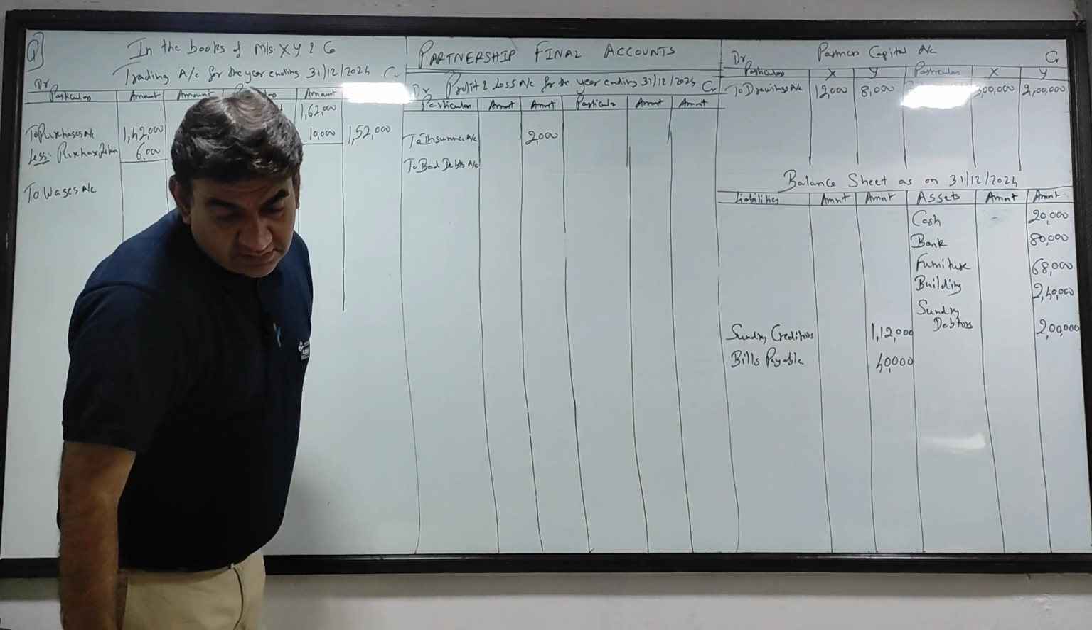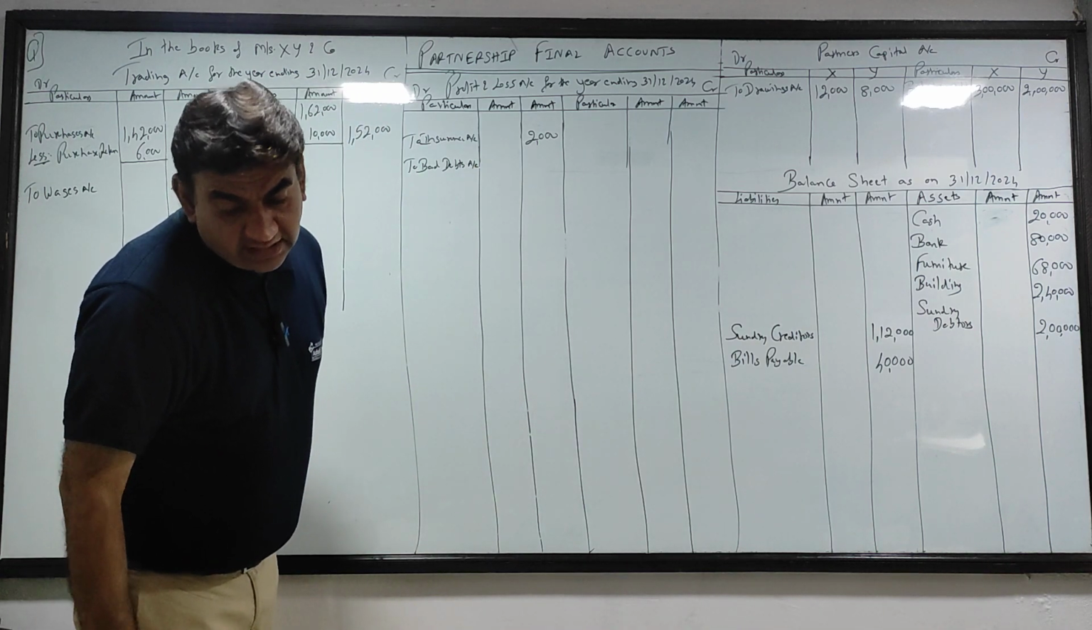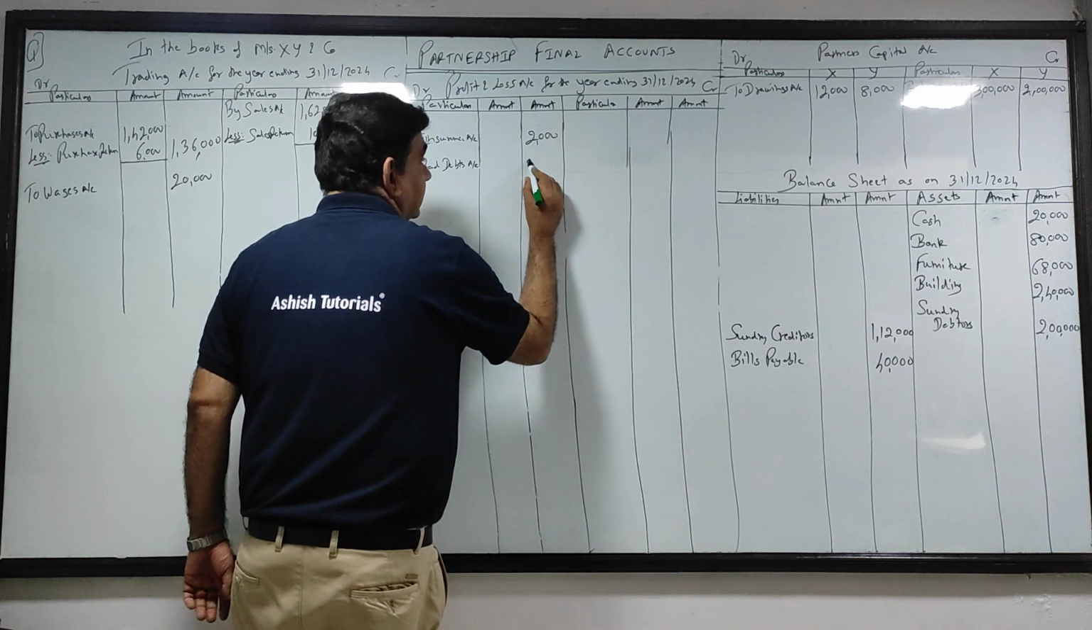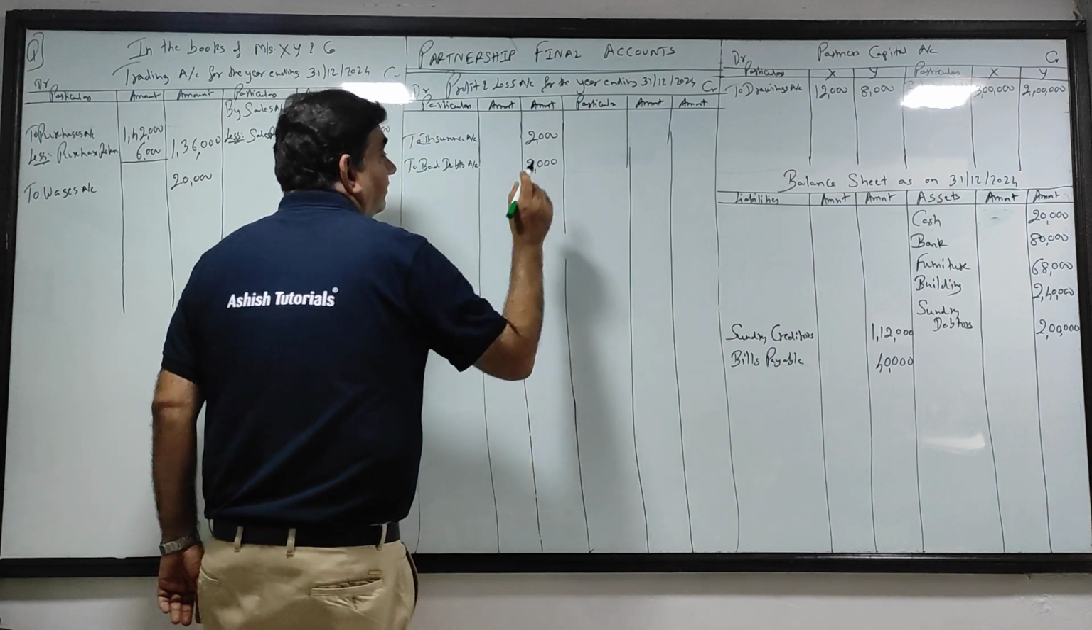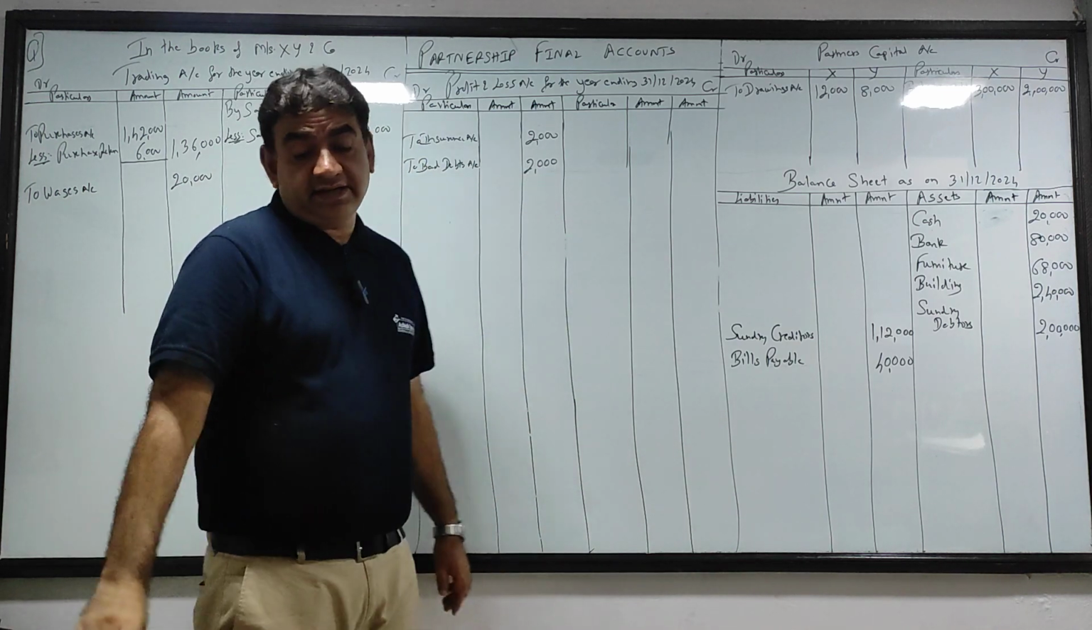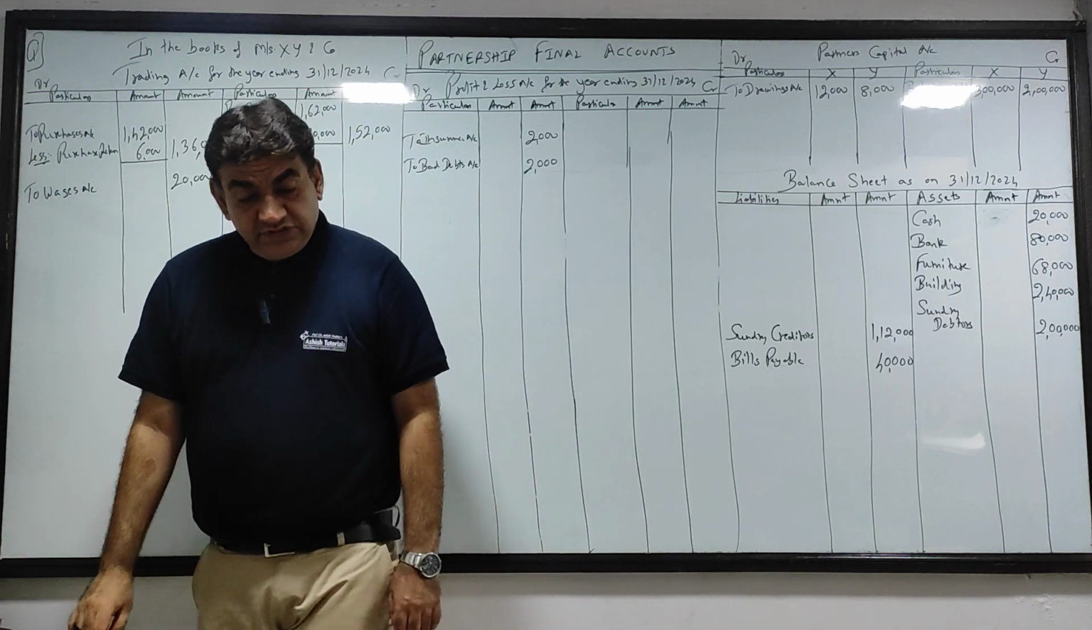Account straight away outside 2000. आगे जाके इसमें फॉर्मूला आएगा, but I have not kept it here. Okay, so 2 bad debts, 2000.